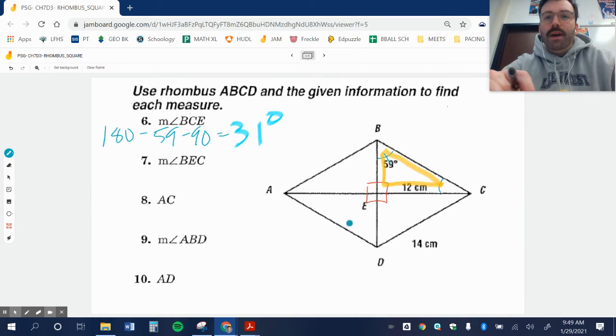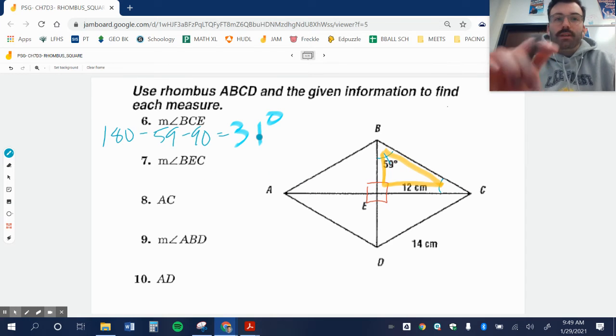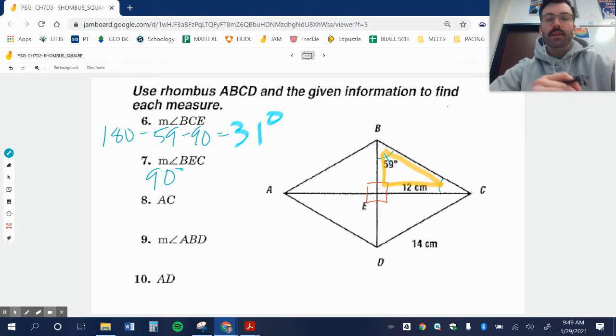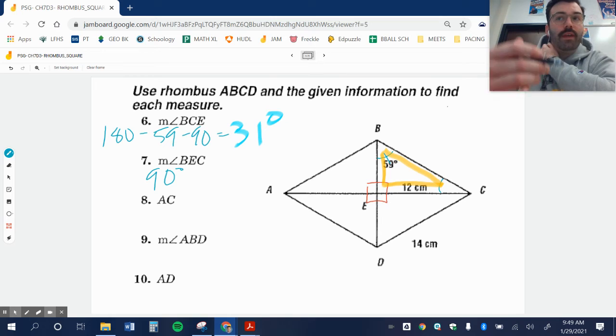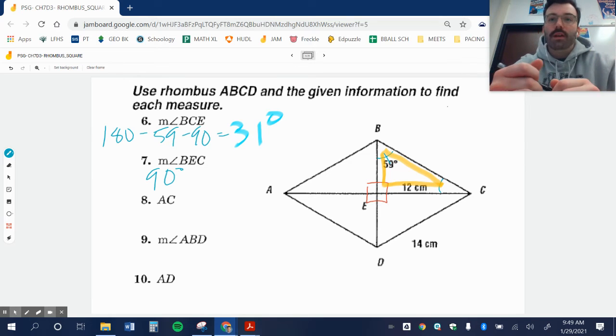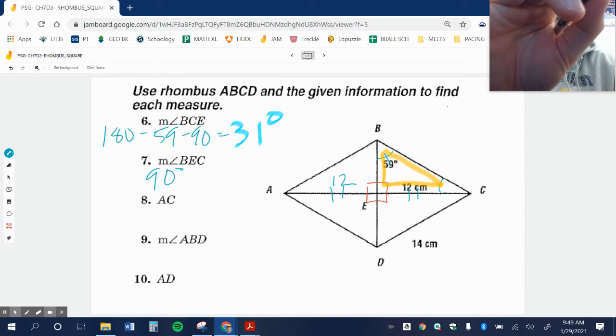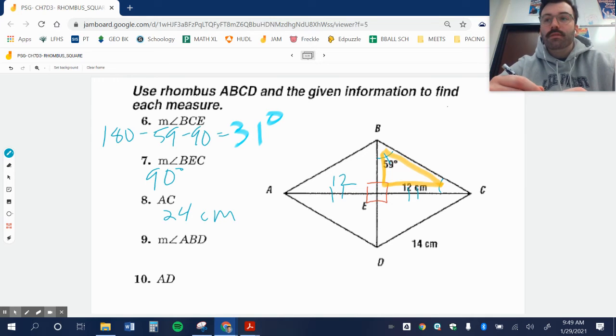All right, find the measure of angle BEC. Well, we know what that is. I just marked that in the picture. It should be 90 degrees. Next one, find the length of AC. Well, we know that from a parallelogram, the diagonals bisect each other. So if this is 12, then this is also 12. So that makes AC 24 centimeters.